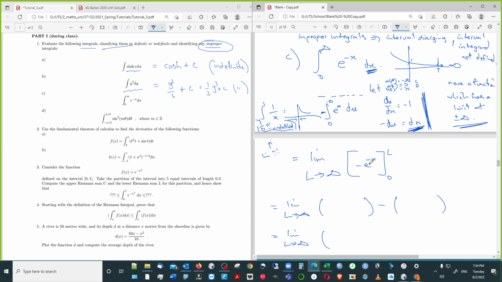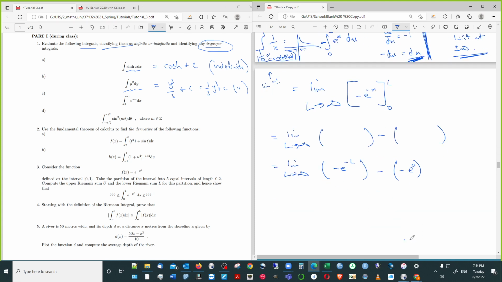So we're going to bomb L. So we'll have minus e to the minus L. And then we're going to subtract minus e to the minus 0, or 0. Anything raised to the power 0 is 1, so that's indices again. So we've got minus e to the minus L. Minus times minus is a plus. That guy there is 1.